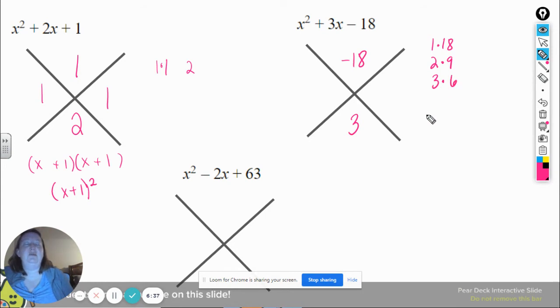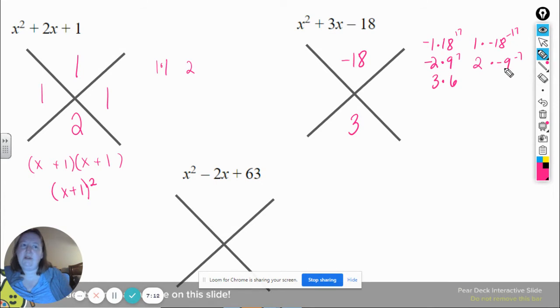So this time I'm looking for a sum, and remember, this could be negative 1 and positive 18, or positive 1 and negative 18, okay? So if I add that together, I get a positive 17. That's not what I'm looking for. This, I get a negative 17, not what I'm looking for. If I made this one negative, then that would give me 7, not what I'm looking for. Remember, I'm looking for 3. Or you could do 2 times a negative 9, and that's going to give you a negative 7.